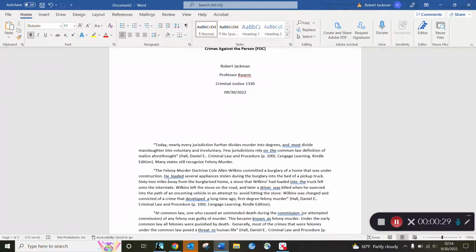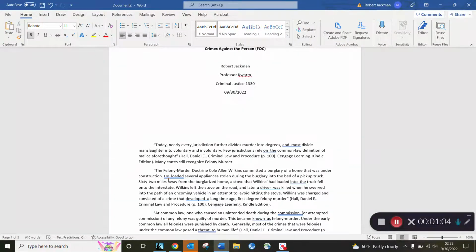And it starts off by saying, quote, "Today, nearly every jurisdiction further divides murder into degrees, and most divide manslaughter into voluntary and involuntary. Few jurisdictions rely on the common law definition of malice aforethought." That's by Daniel Hall, page 100. And it goes on to say that many states still recognize felony murder.